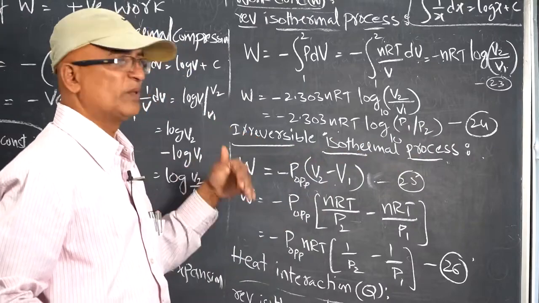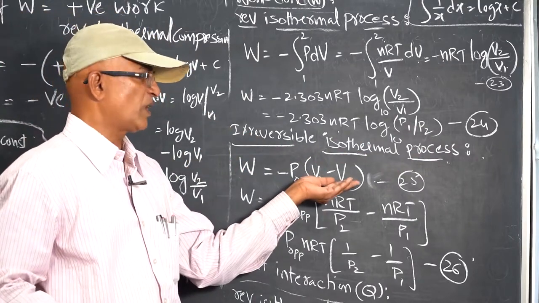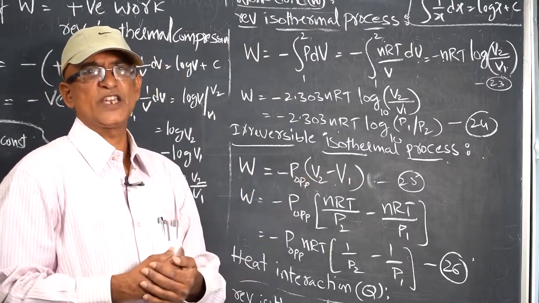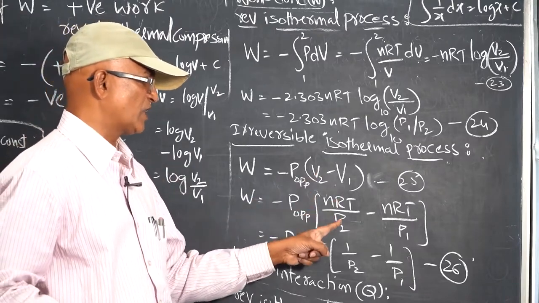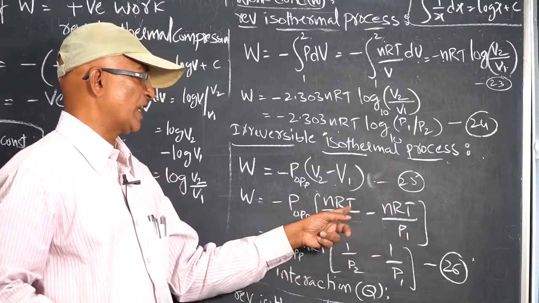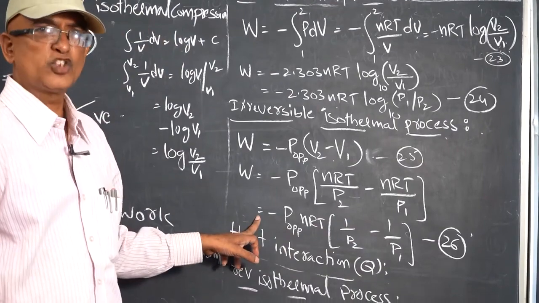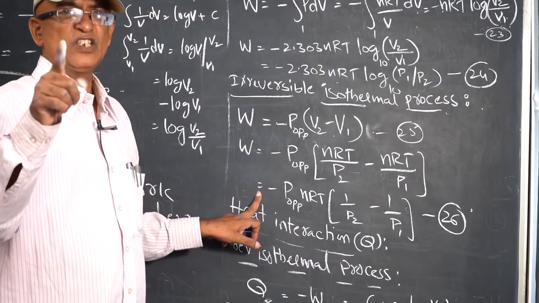Now, coming to the irreversible isothermal process. For any irreversible isothermal process, you can use this formula. But since this process is taking place in n moles of ideal gas, by using the gas equation, V2 can be written as nRT by P2 and V1 can be written as nRT by P1. Taking nRT outside, you will get 1 by P2 minus 1 by P1. So, this formula can also be used for an irreversible isothermal process provided the system is an ideal gas.